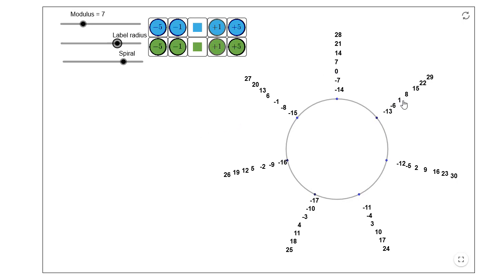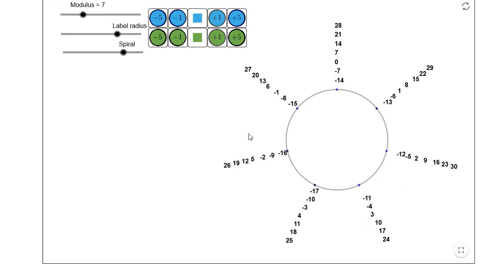So you can see here's 0, 1, 2, 3, 4, 5, 6, and so on. So we're just counting around. Okay.